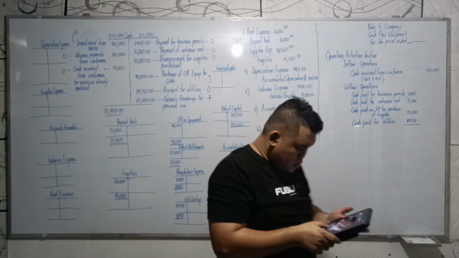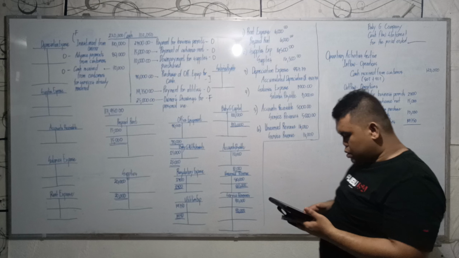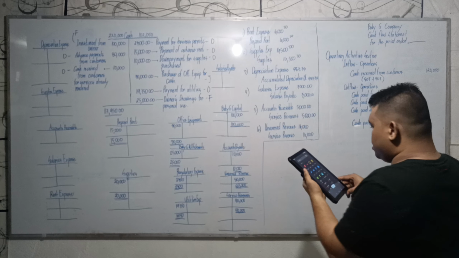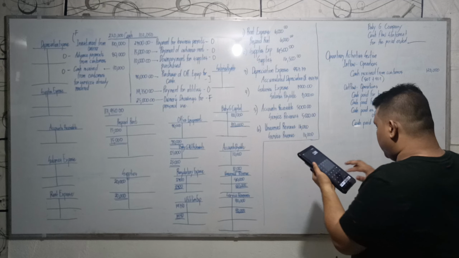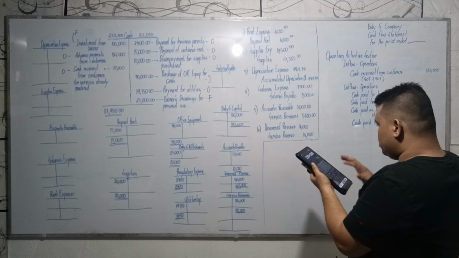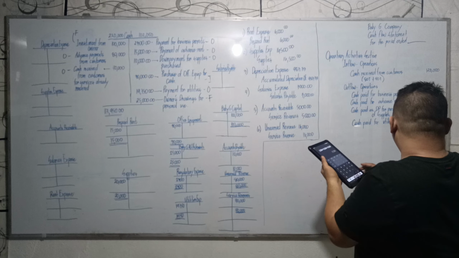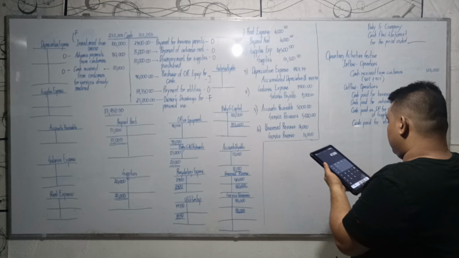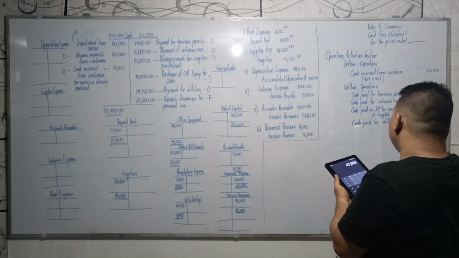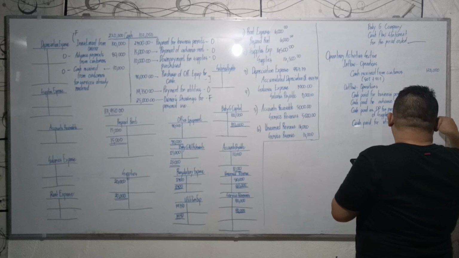Since I don't have anyone to calculate for me, I'm gonna calculate it. We have 2,300, right? Plus 15,000 plus 10,000 plus 19,750. Okay. That's 47,050. So you can put it right here, 47,050.